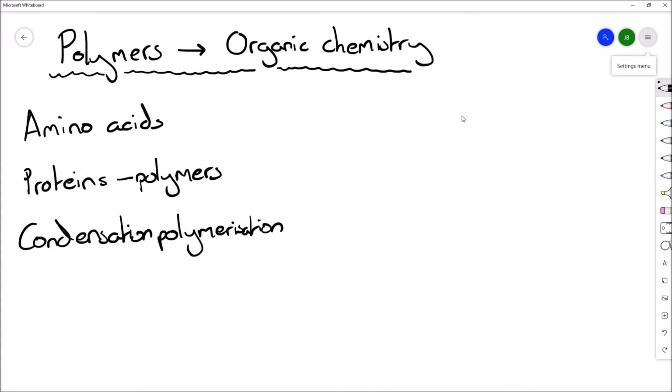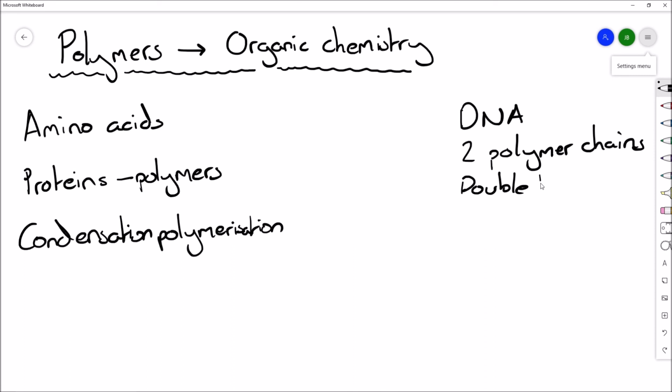Another natural polymer is DNA. We have two polymer chains, and they are in a double helix formation. You all know what DNA looks like. If you don't, Google it and you'll see what I mean by two polymer chains in the double helix formation. There are other ones which are starch and cellulose in plants.